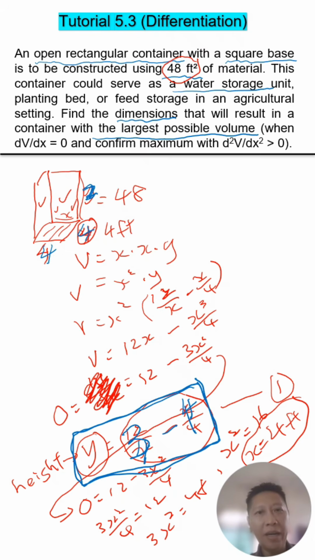This means that the farmer needs to modify the container with a base width of 4, length of 4, and height of 2, so that the area is still 48 and, at the same time, the volume is the largest possible. Okay, this will be the answer for tutorial 5.3.